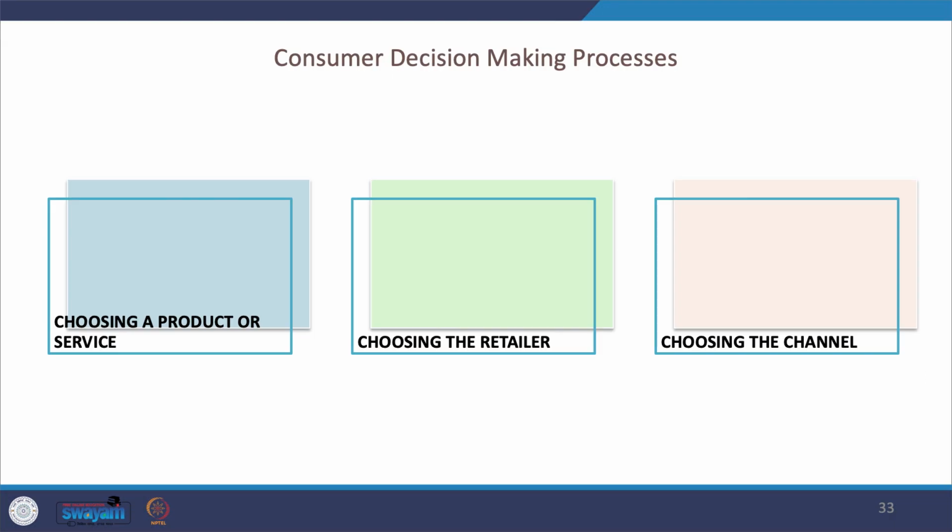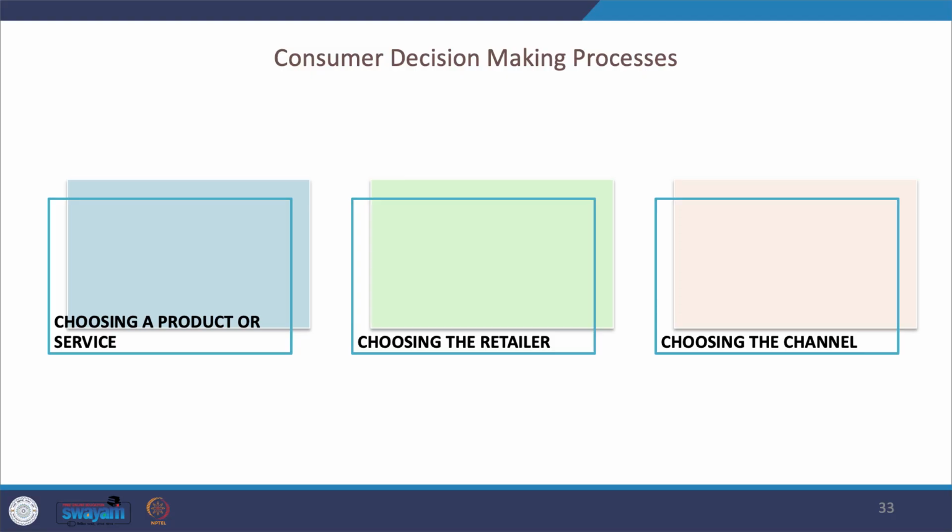Now, in the end, we get to the most important element, which is understanding consumer decision making processes. As far as a retailer is concerned, this can be understood in three paradigms. One is choosing a product or service, the other is choosing the retailer, and the third is choosing the channel. Now, I'll give you a brief about how this works.